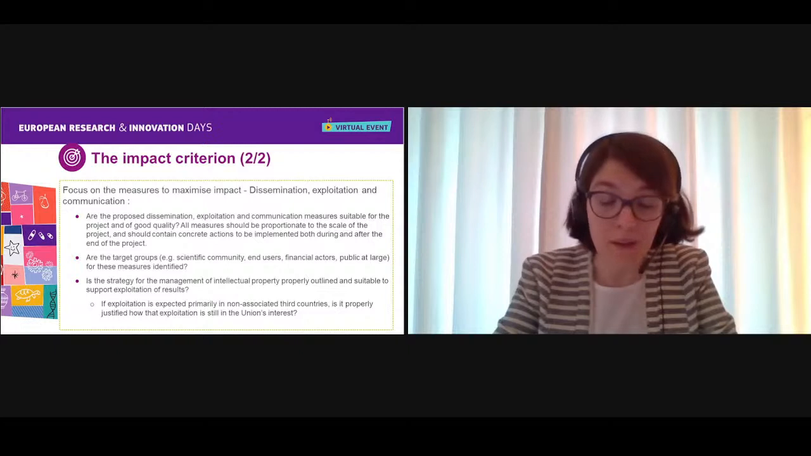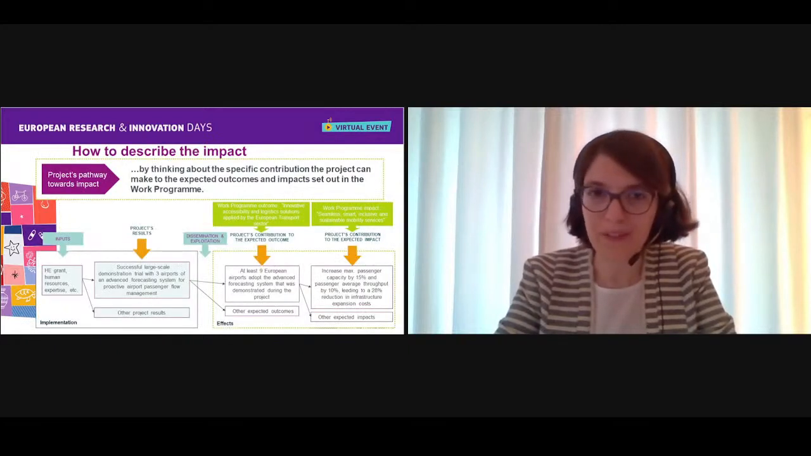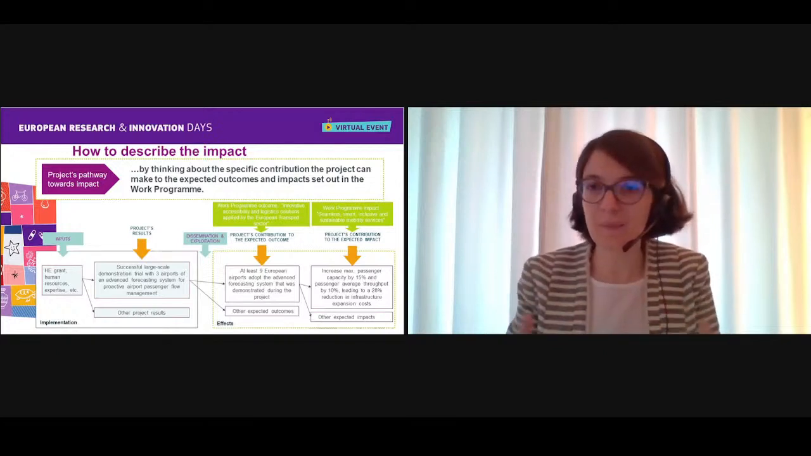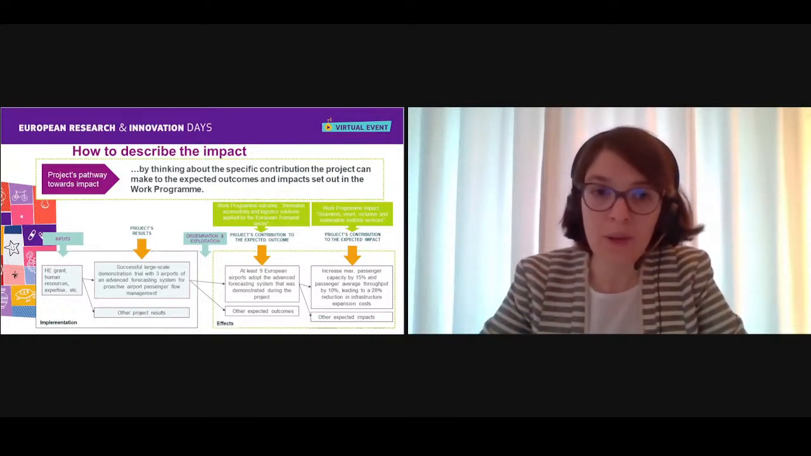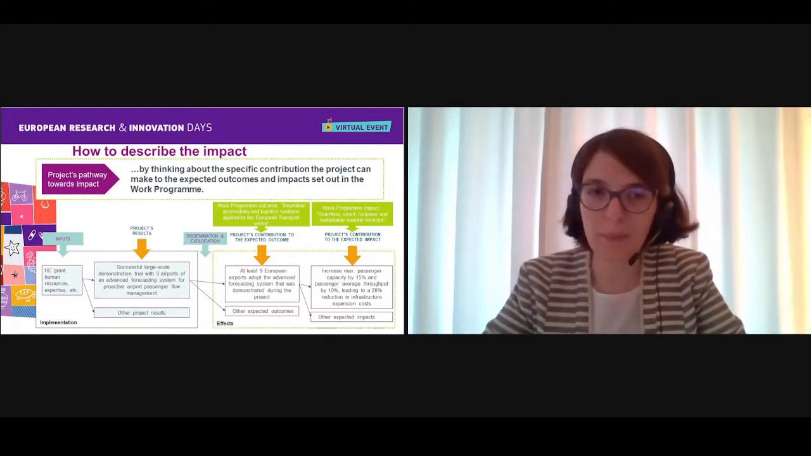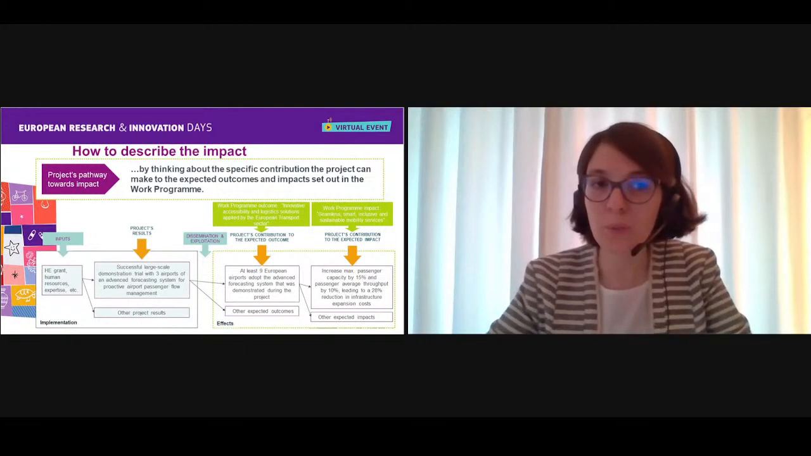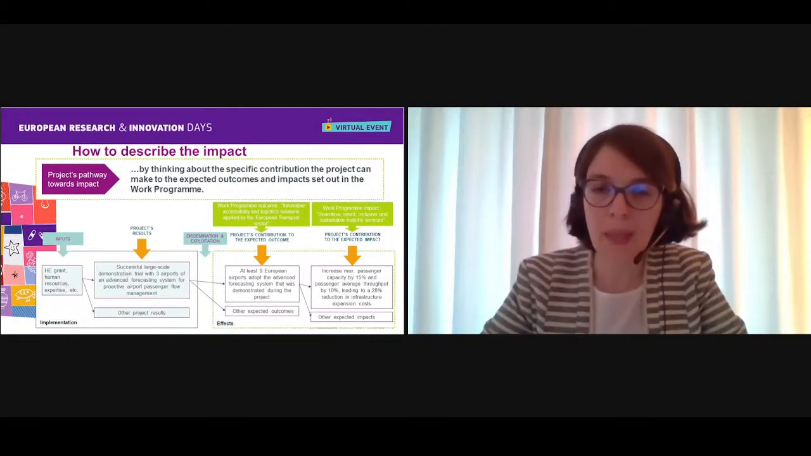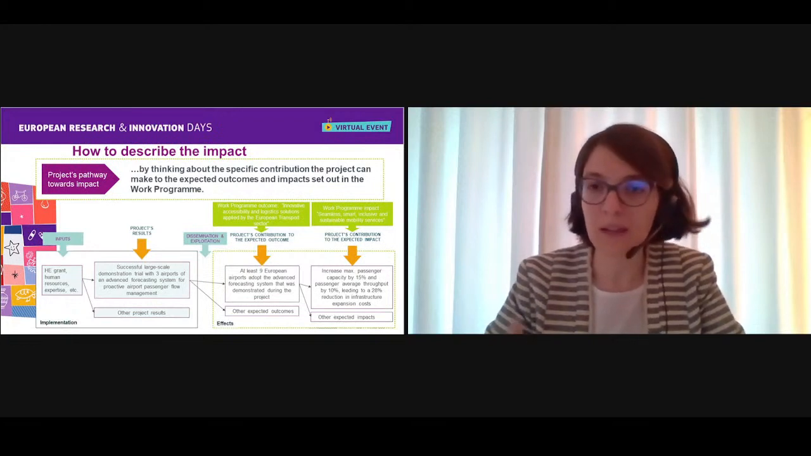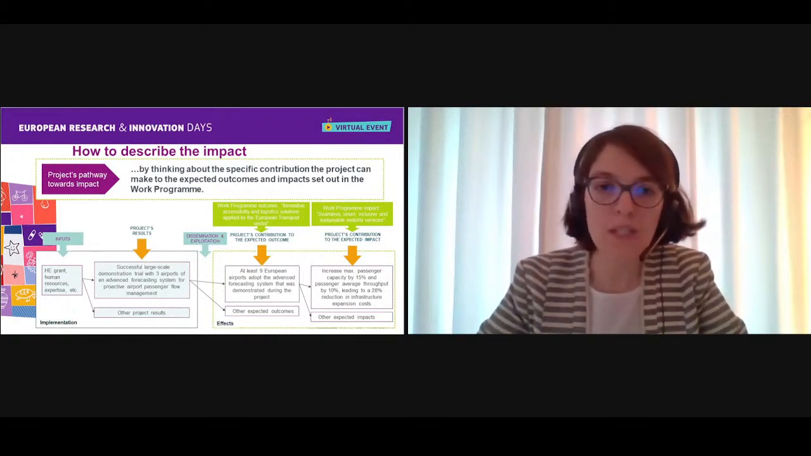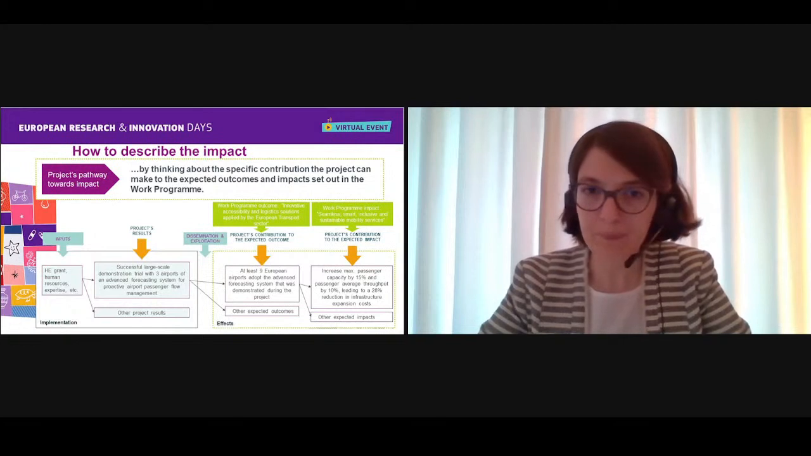So I have an example coming in the next slide, because probably all what I said still seems a bit vague. So here in this slide, you have, let's say, more visual example of what we mean about this overall notion of project pathway towards impact. And here we are in an example we have set up, which is a project about mobility.